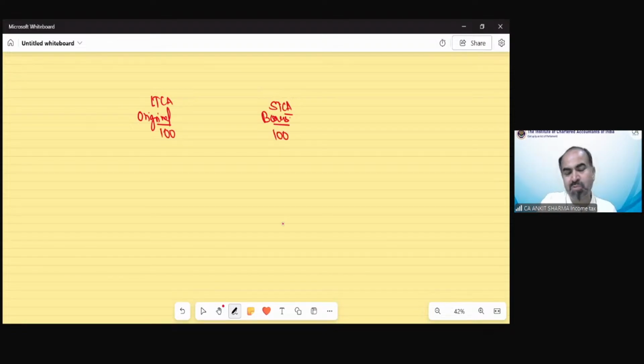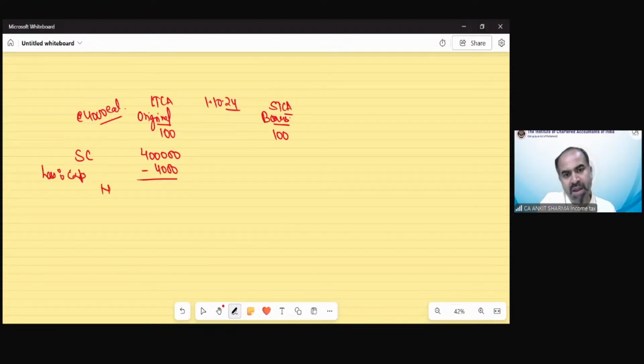And each share has been transferred at the rate of 4,000 each. Because the asset has been transferred on 1st October 2024, the sale consideration for these 100 original equity shares would be 4 lakh. The expenses on transfer have been given in the question, that is 4,000. So my net sale consideration would be 3,96,000.